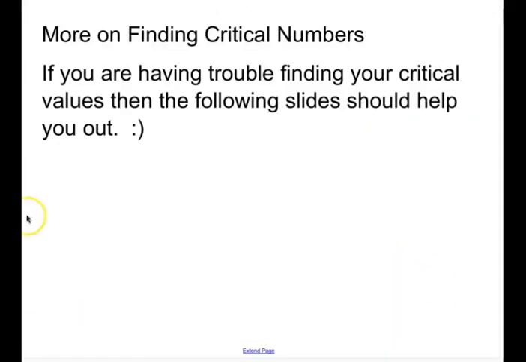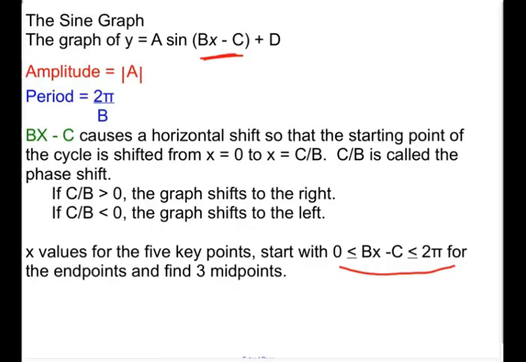Okay, so if you're having trouble finding your critical numbers, the following slide should help you out. So remember our rules for the sine graph, and of course it'll be for the cosine graph also. Down here at the bottom it says that the x values for the 5 key points start with 0 less than or equal to bx minus c, which is the values that are inside the function, less than or equal to 2 pi, and that will give me the endpoints if I solve for x.